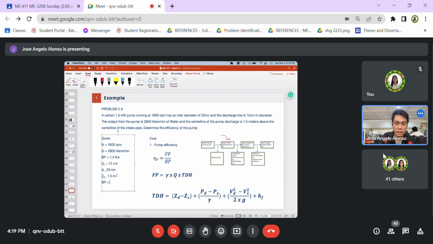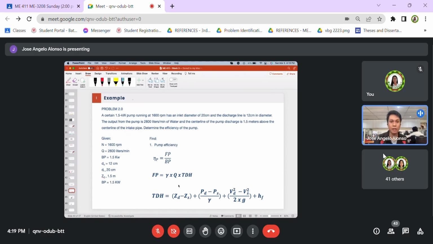Yung nangahanapin natin, mamaya will be the fluid power. Kasi kailangan natin ma-determine si pump efficiency. So remember guys, kapag nagbigay ng rating, which is 1.5 kilowatt, most likely that will be the brake power. So ano yung hinahanap sa problem? Pump efficiency. So binigay din ang volumetric flow rate, which is 2,800 liters per minute. Binigay din ang outlet diameter or discharge diameter, which is 12 centimeter, even the inlet diameter or suction diameter, which is 20 centimeter.